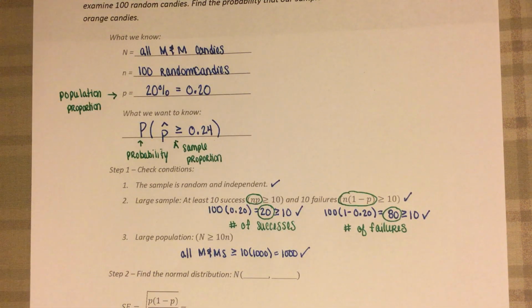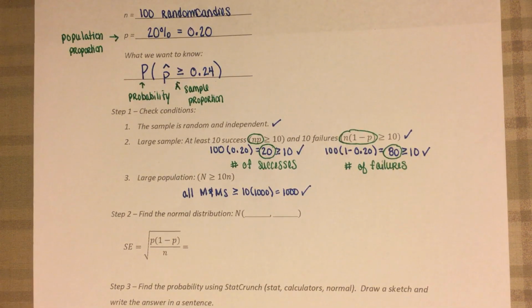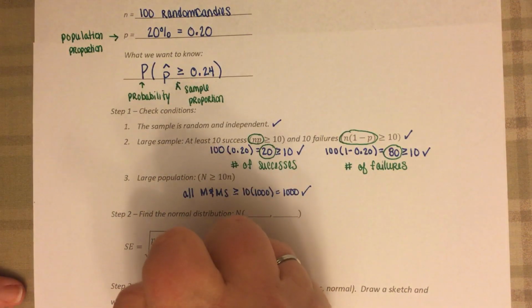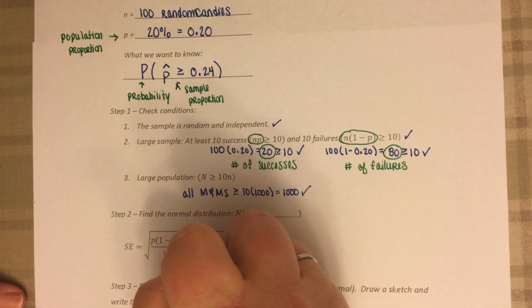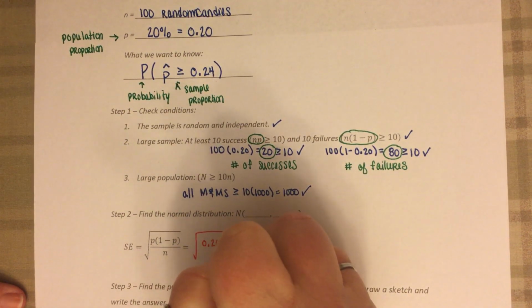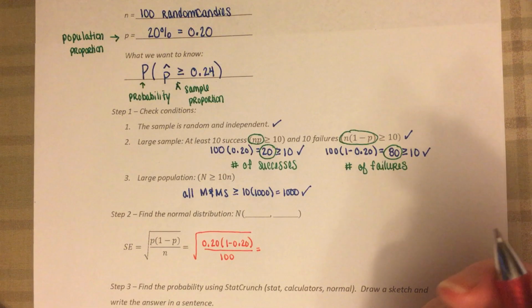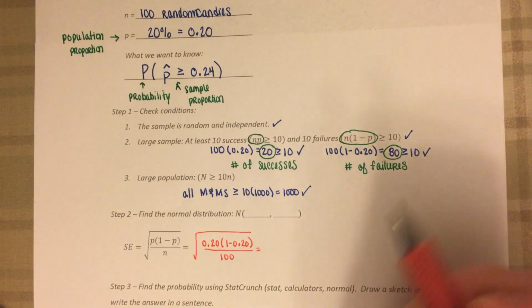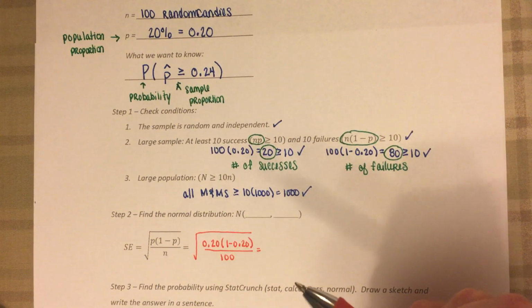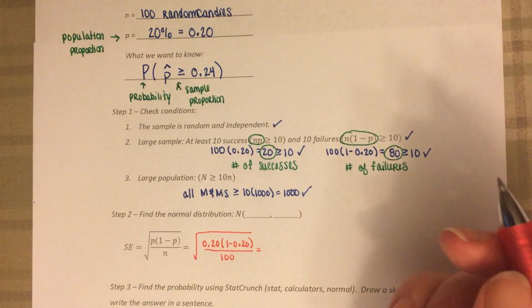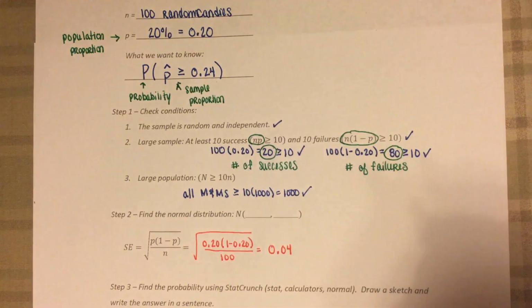Step 2 asks us to find our normal distribution. In order to find our normal distribution, we need to find our standard error. It's the same formula that we have started to see and will continue to see. We take 0.20 times 1 minus 0.20, divided by 100, because that's our sample size. If you want to plug it into your calculator, multiply 20% times 80% divided by 100 and then take the square root, all at once. If you do it all at once, just be careful with your parentheses. If we work this out, we get 0.04.